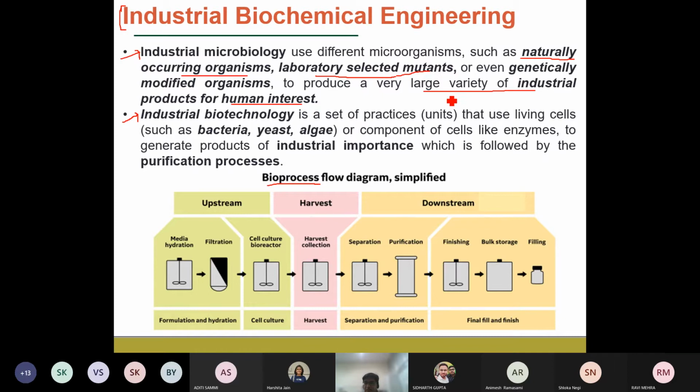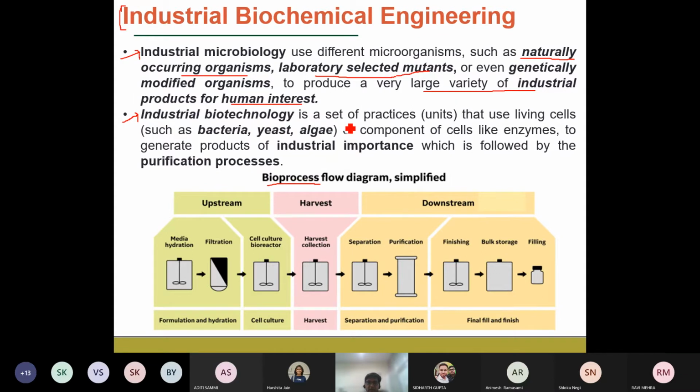Highly high-volume and high-quantity, or highly costly, processes which cannot be done, for example, with chemical approaches are actually done with these biochemical or biological routes. Then the next part is called industrial biotechnology.